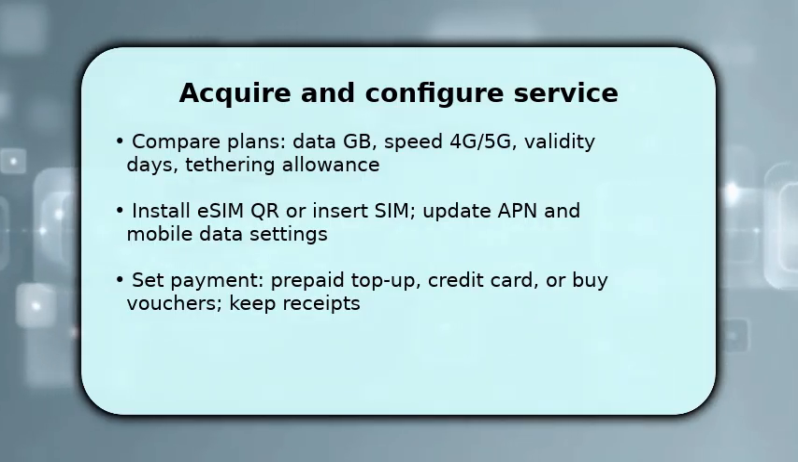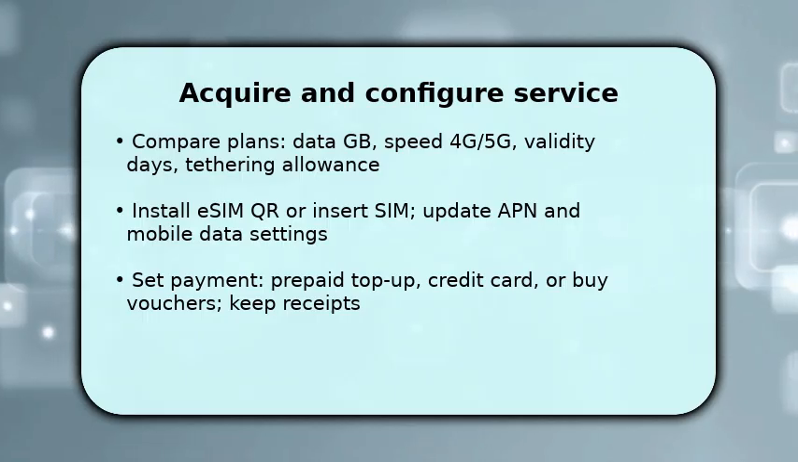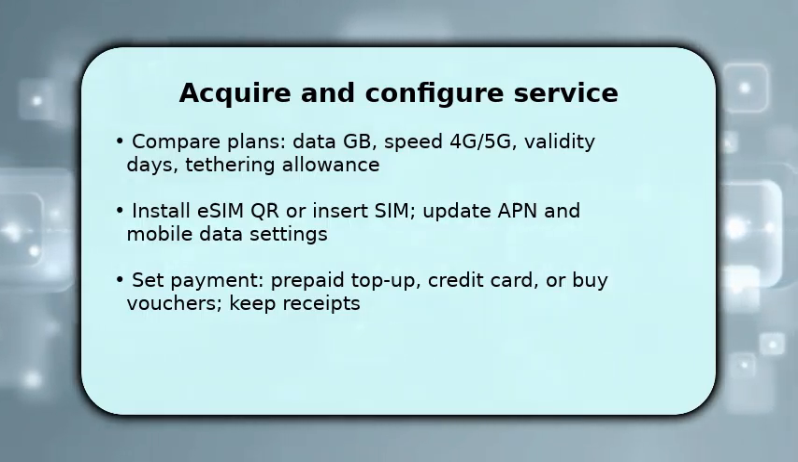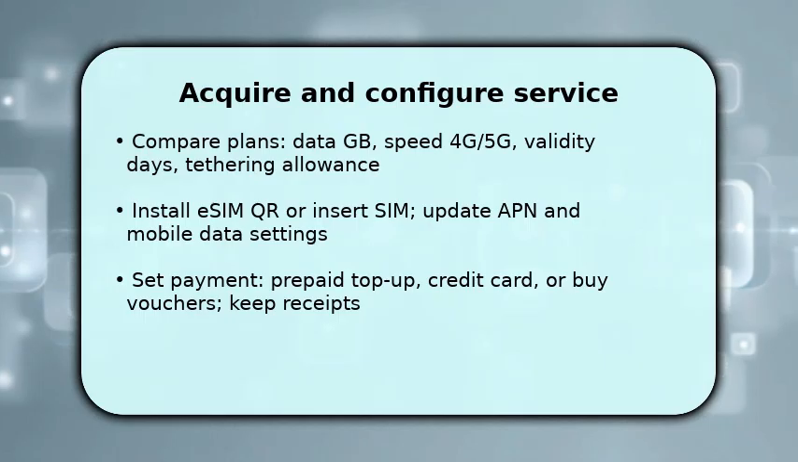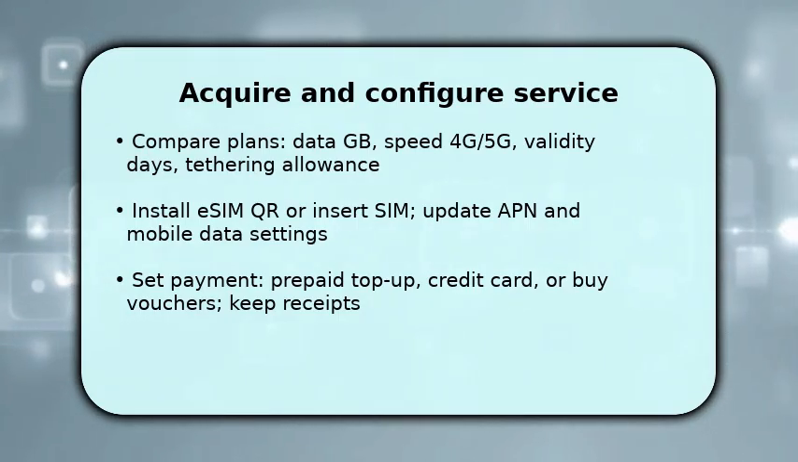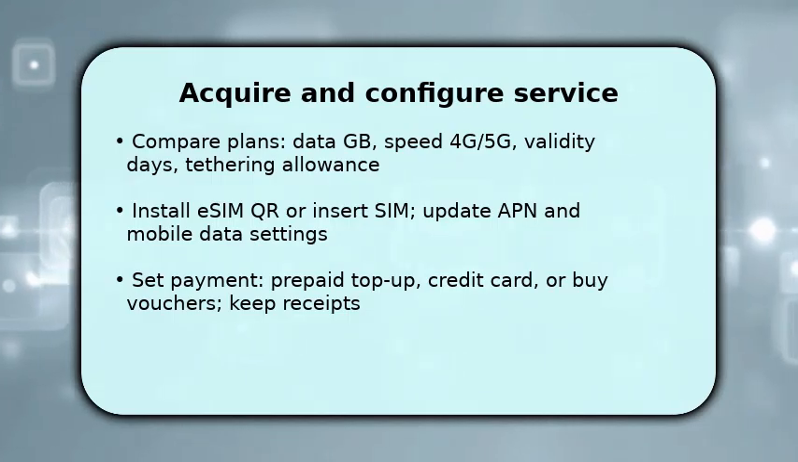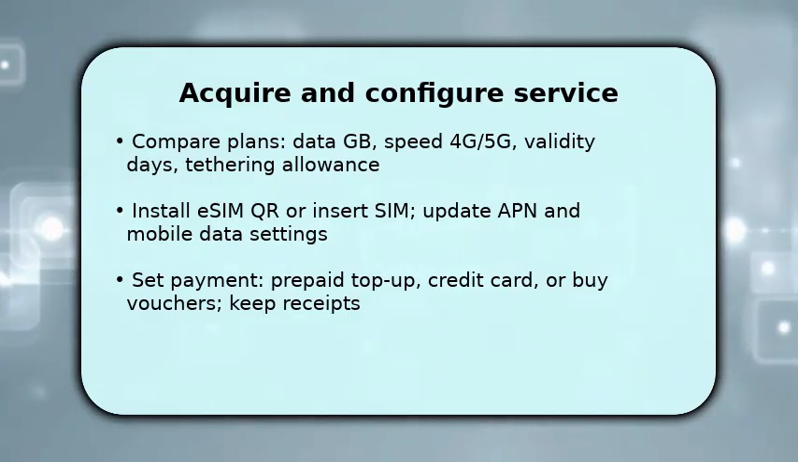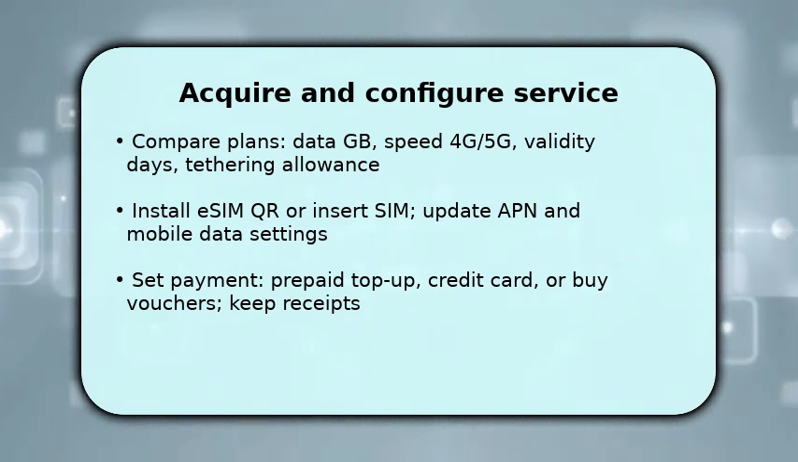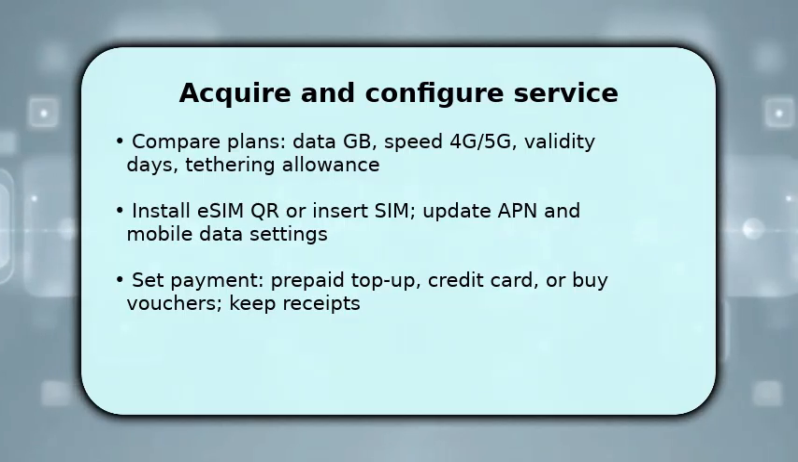After purchase, scan the eSIM QR or insert the physical SIM and immediately configure APN and network selection so signals register correctly. This prevents slow or no data states. Then set payment and top-up options. Prepaid vouchers are fastest. Credit cards may auto-renew. Save receipts and account info in a secure note for troubleshooting.